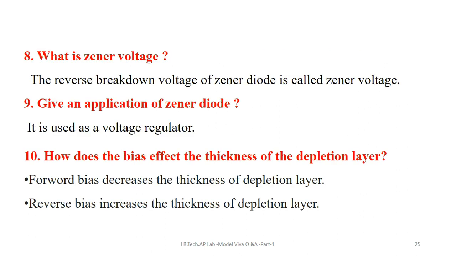Then what is Zener voltage? The reverse breakdown voltage of a Zener diode is called Zener voltage. Then what is a Zener diode generally used for? A Zener diode is used for voltage regulators. Then how does the bias affect the thickness of the depletion layer? Generally in forward bias, the thickness of the depletion layer decreases. In reverse bias, the thickness of the depletion layer increases.